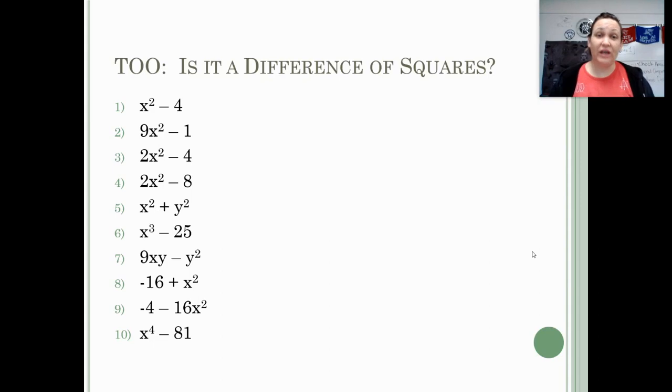And just like yesterday in our first video, we're focusing on, is it a difference of squares? So we are not factoring these right now. Right now, we're just writing, yes, it is, or no, it's not. So go ahead and pause the video and write down the problem and then follow it with the word yes or no.